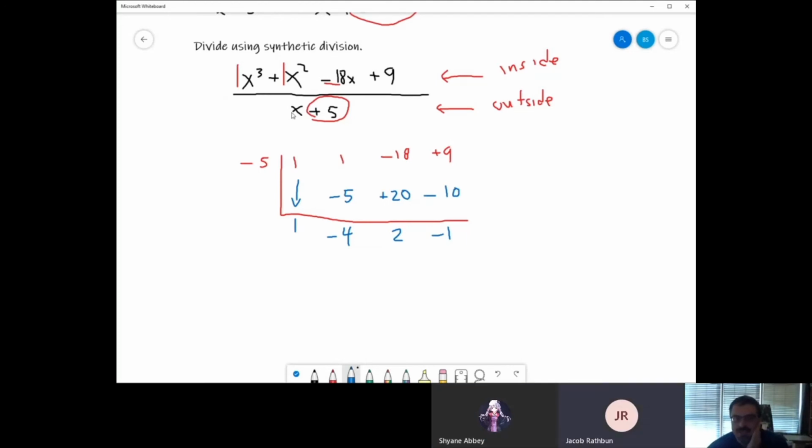And now we just need to interpret. Take x cubed. If I divide x cubed by this x, the power reduces by 1, which means my answer will be 1 less. So I start with x cubed, and you divide by x, the power reduces by 1. So this here is x squared, minus 4x, plus a constant of 2. And once you get to a constant, that means this right here is a remainder. So I'll put minus 1 over x plus 5.